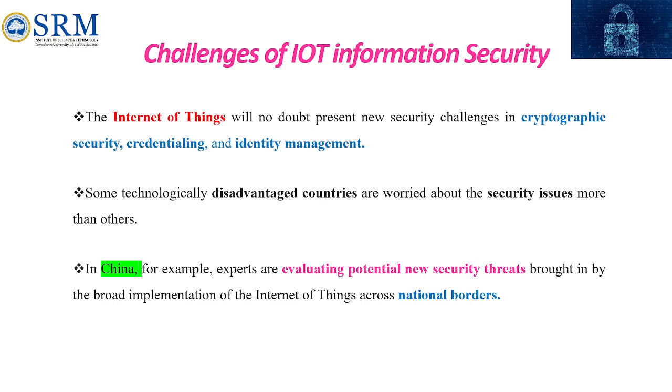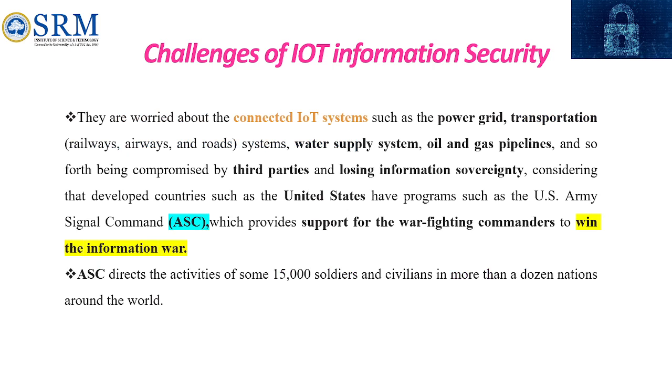Why? Because when you evaluate some potential new security threats over the broad implementation of the Internet of Things, we may say there are different connected IoT systems such as power grid, transportation, water supply systems, oil and gas pipelines, third parties, and wherever we say, so there will be losing information throughout that unit. So we may lose some information. In that way China was feeling that if you are exposing, the security is not available in the Internet of Things, they may say. So there may be a disadvantage.